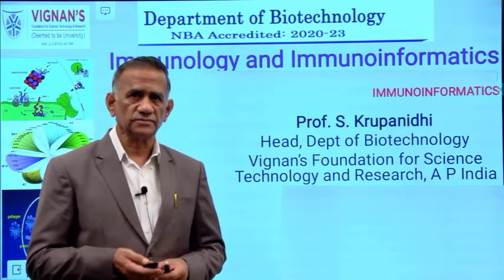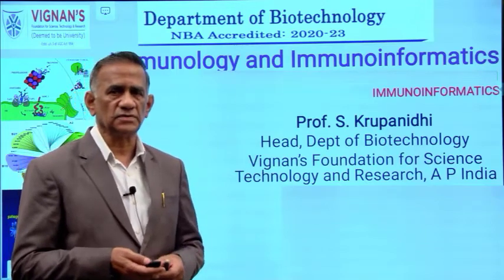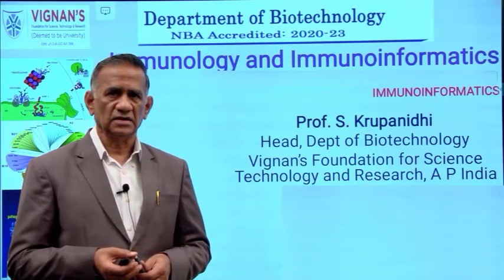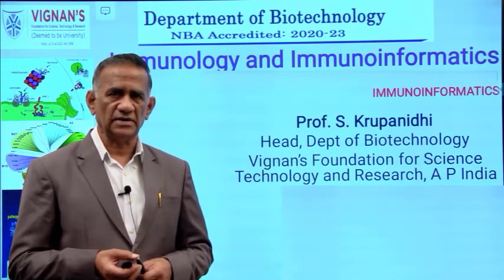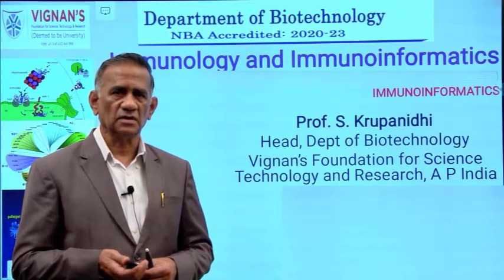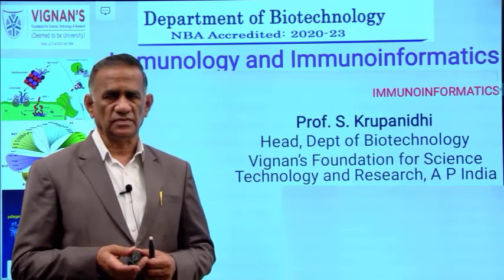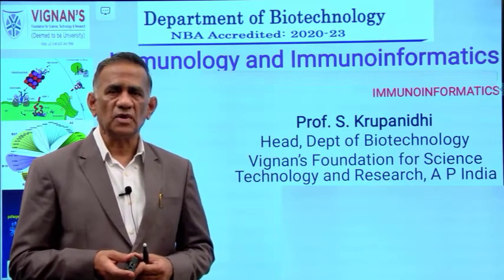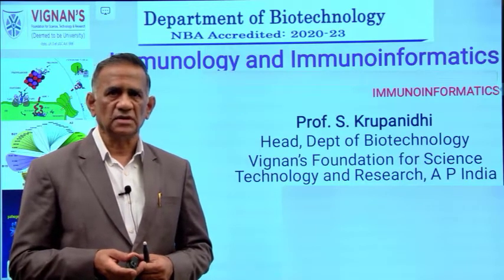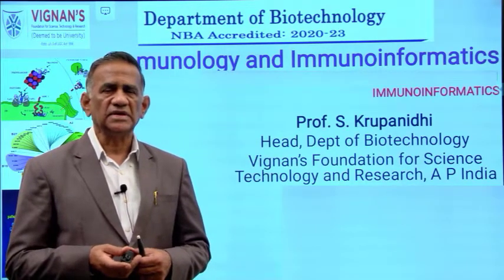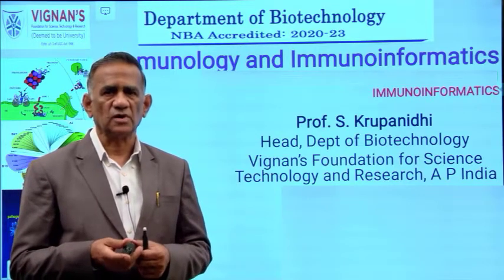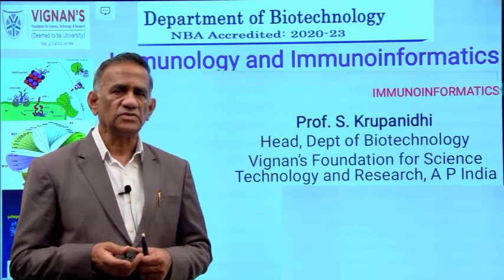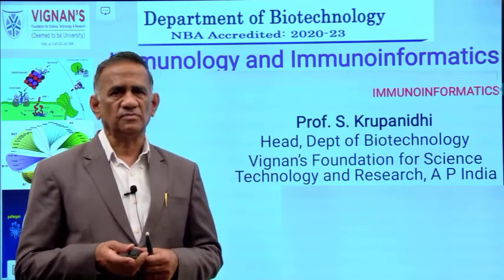We are now looking into a course on immunology and immunoinformatics, wherein the first 4 units have been covered. The first unit was on overview of the immune system, which has around 7 to 8 topics, which we covered. The second unit was on immunoglobulins, about 4 to 5 topics. The third unit was on antigen antibody interactions, a sort of techniques and protocols, that also we covered, about 5 to 6 topics. The fourth unit was on T cell and B cell development.